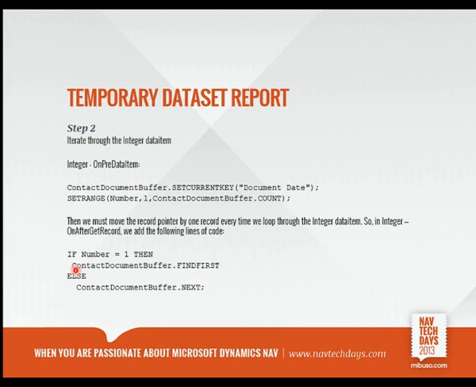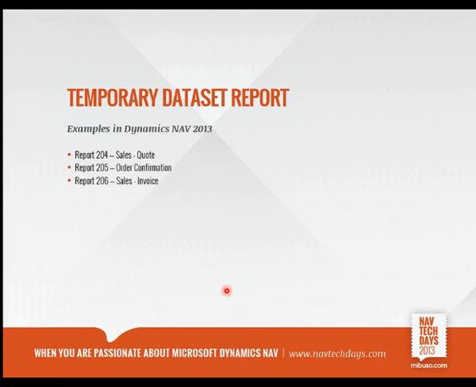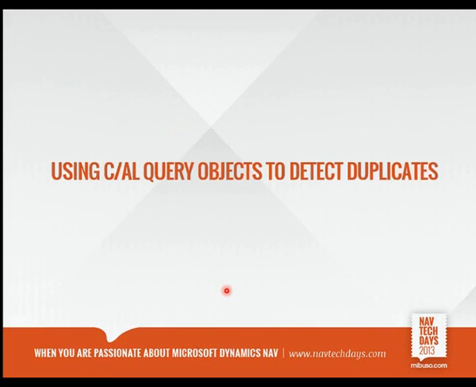And that's it. Some places where you'll find implementation of this inside NAV are the sales quote reports, the order confirmation report, or the sales invoice reports. There are other places, but these are just a few examples. And with this, I hide my laser pointer, and I want to give the floor to my colleague, Bogdan.